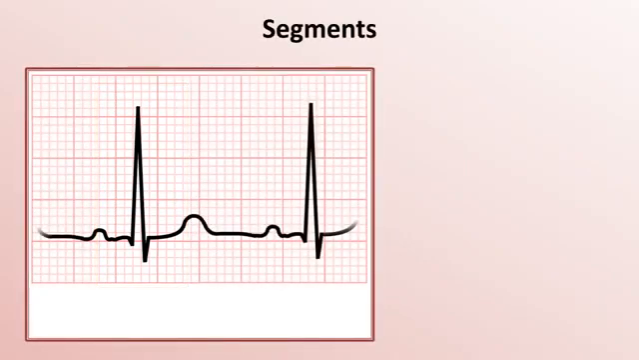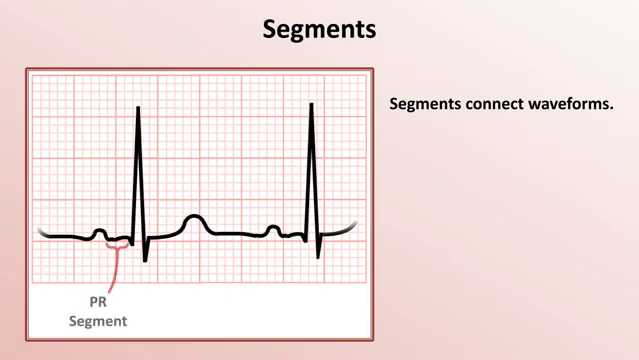Now let's return to the full set of waveforms and even include a little bit of a second waveform set to assist with the discussion of segments. Segments are lines which connect waveforms. They are simply named based on the two endpoints. For example, this line connecting the P wave and the QRS complex is the PR segment. I have no idea why it's not called a PQ segment, which would actually seem more logical.